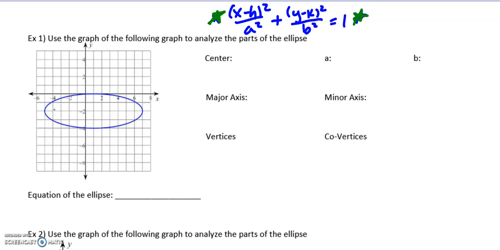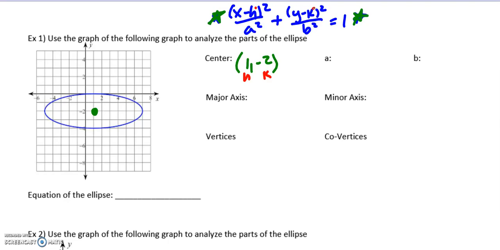So for the first example, we already have the graph of our ellipse. So first thing we need to do is find the center. If I go ahead and count 1, 2, 3, 4, 5, 6, 7, 8, 9, 12 across, and then go 6, 1, 2, 3, 4, 5, 6, it puts my center right there. So I can label my center as 1, comma, -2, which gives me my h and k. So I have those two pieces already of my equation.